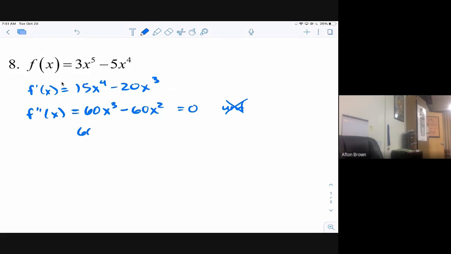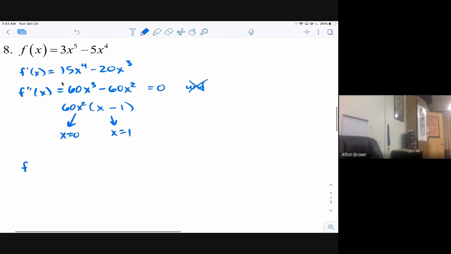I would factor out a 60x squared. I'd be left with an x minus 1. This equals 0 when x is 0, and this equals 0 when x is 1. So these are my possible points of inflection. This time I will do it graphically because it's way easier. So I'm going to put 0 and 1 on here.